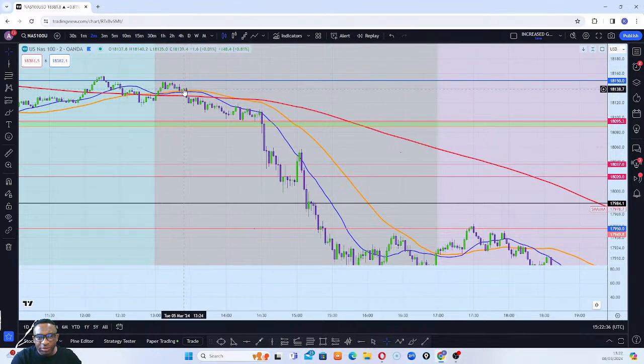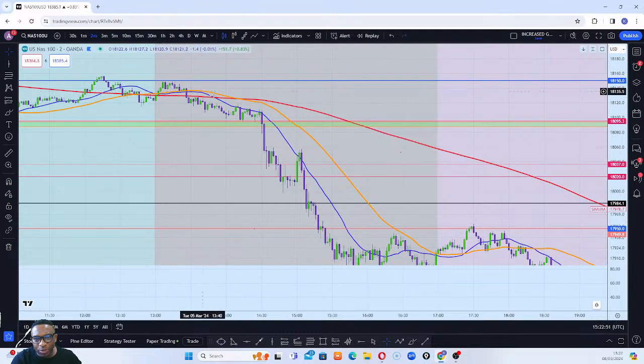If you don't enter on this side, we have quite a number of options here. Over here we had the blue line crossing below the 200 and they moved sideways.